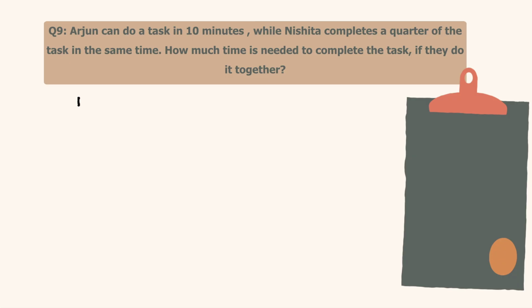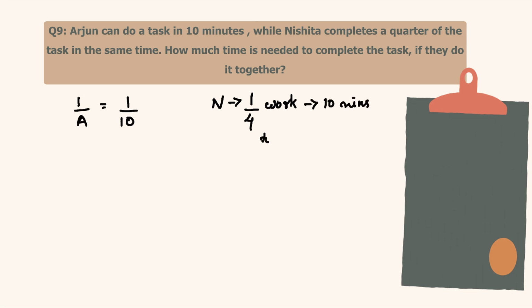Okay. Arjun does the task in 10 minutes, meaning in 1 minute Arjun will do 1 by 10 of the work. Okay, in Nishida's case, it is a little tricky because it is given Nishida completes a quarter of the task in same time. Same time meaning 10 minutes, right? Here 10 minutes is mentioned and they are saying same time. That means Nishida completes quarter of the work in 10 minutes. So Nishida, quarter of the work means 1 by 4 work. She will complete 1 by 4 work in 10 minutes.